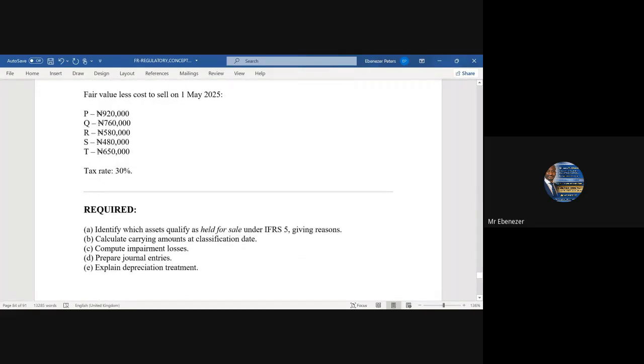Required: A, identify which asset qualifies as held for sale under IFRS 5, giving reasons. B, calculate the carrying amount at classification date. C, compute impairment losses, if any. D, prepare journal entries. And E, explain depreciation treatments. Can we all attempt this?